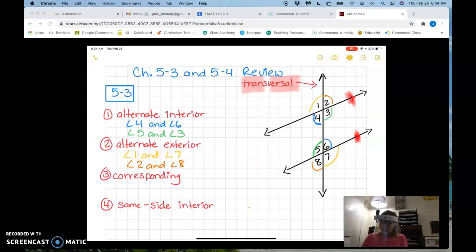So 8 and 7? No, it's like this. They would both be under the parallel line, and they would both be to the left of the transversal. 8 and 5? What did you say, Ethan? No. They're both either above or below the parallel line, and on the same side of the transversal. No, that's opposite sides of the transversal. They're going to be on the same side of the transversal this time. So yes, 3 and 7.